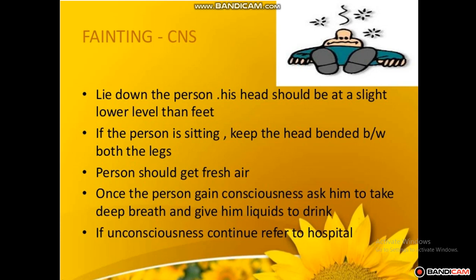Usually, once anyone has fainted, all the students come around to see what happened. So teachers send everyone out, saying let the child get some fresh air. It is very much needed for the fainted person to get fresh air. Don't make the person congested.